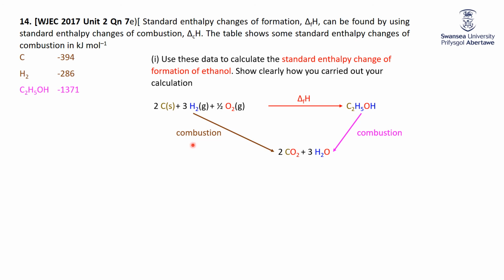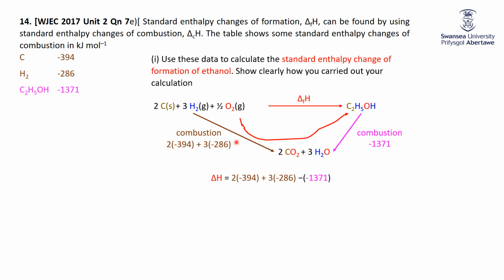As usual, put in the numbers. We got 2 carbons, 3 H2s, so that's 2 times minus 394, 3 times minus 286, and over here combustion of ethanol minus 1371. We go around in that same, you might have noticed, terribly drawn freehand arrow there, because I might as well, having drawn it badly once, just copy and paste it from then on.